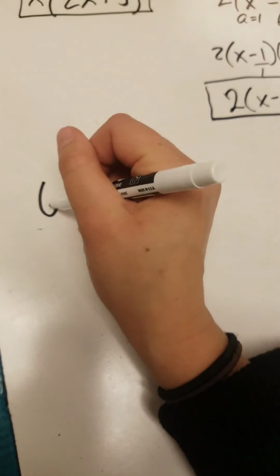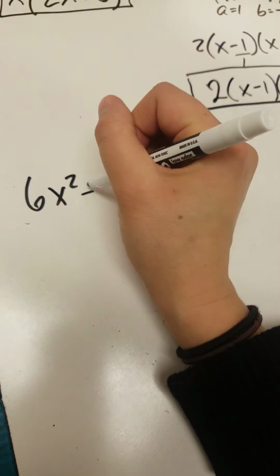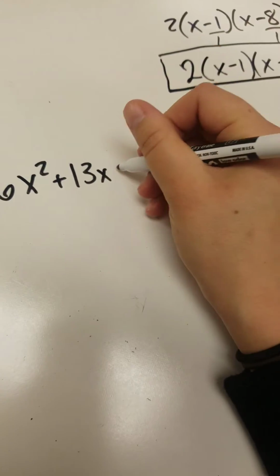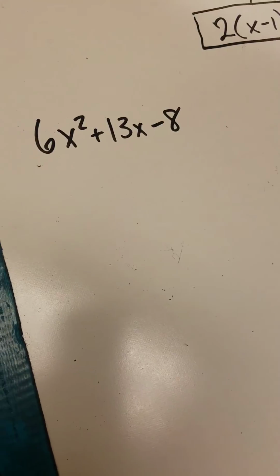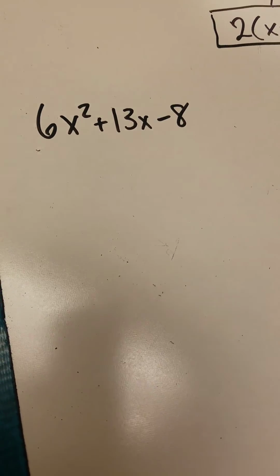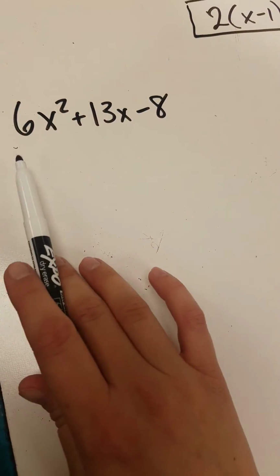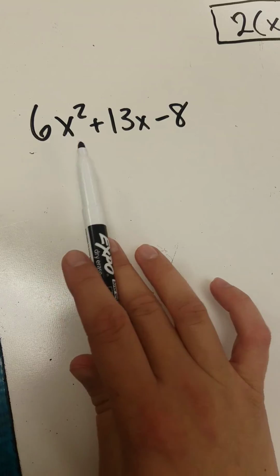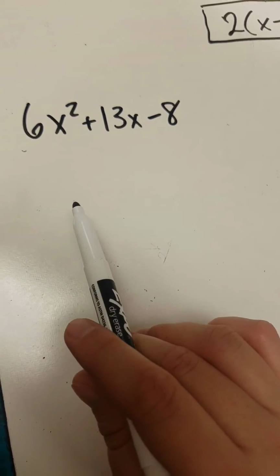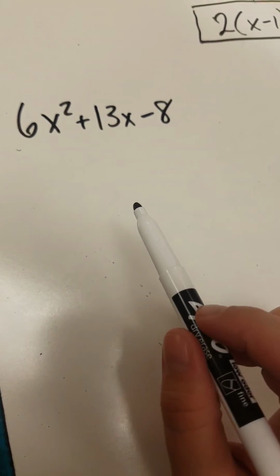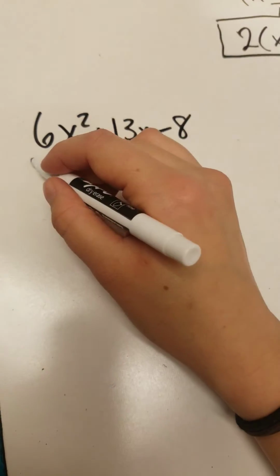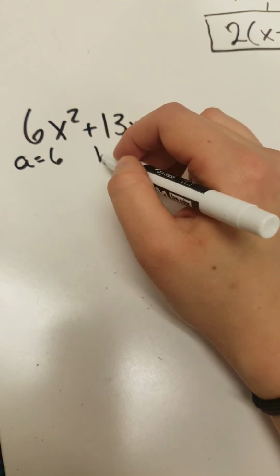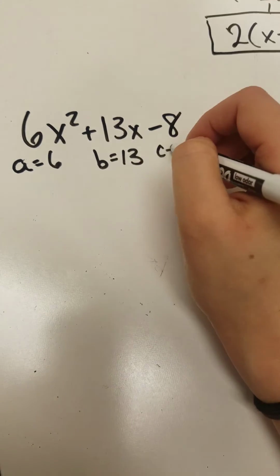Let's do 6x squared plus 13x minus 8. Okay, so 6x squared plus 13x minus 8. So first we're going to look to see if they have anything in common. 6, 13, and negative 8 share only a factor of 1, so we can't do anything in that realm. So we're going to do our a times c. So a is 6, b is 13, and c is negative 8.